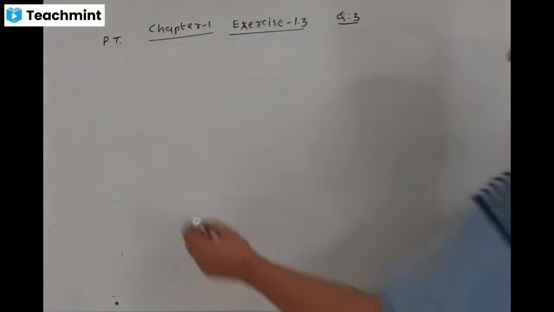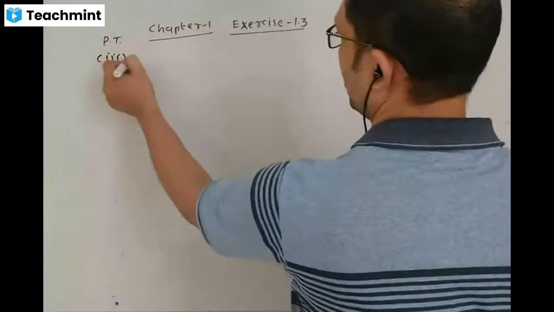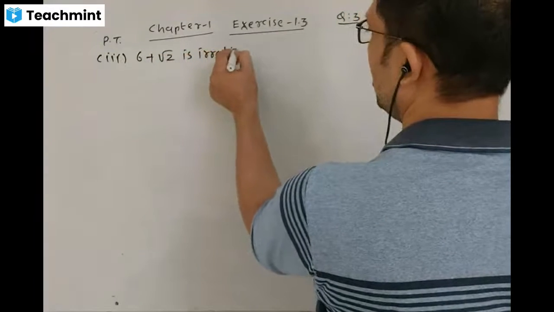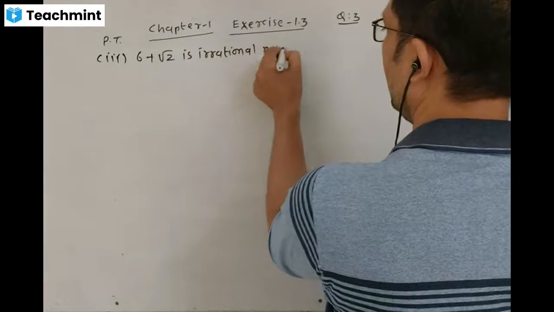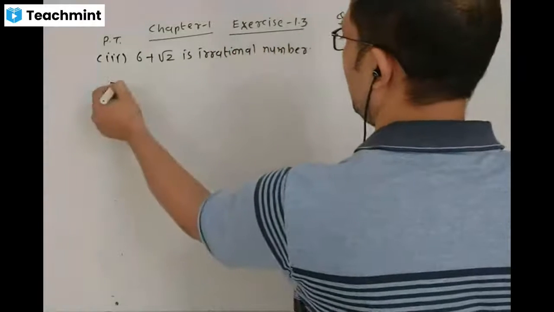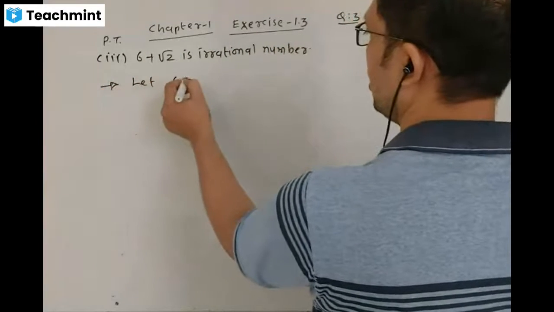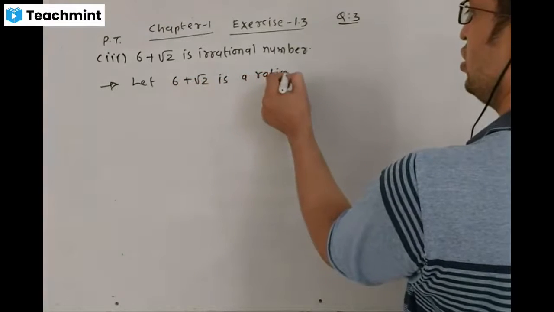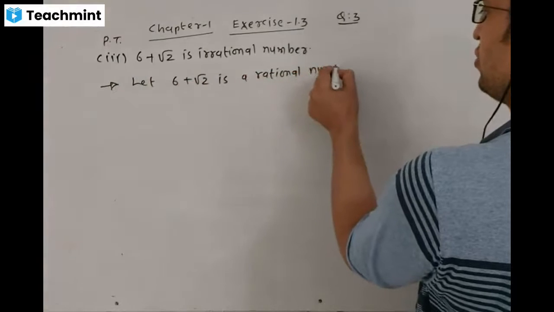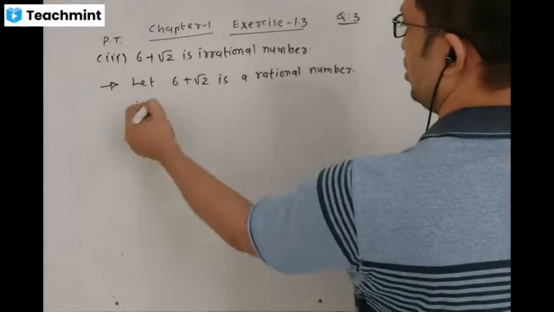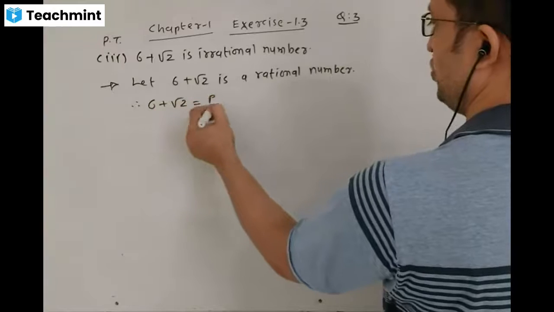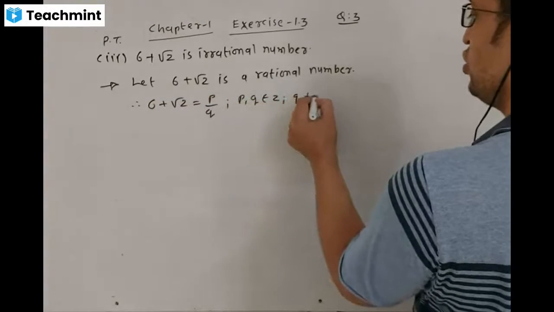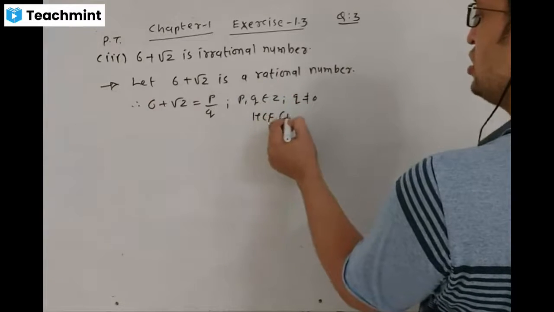Question number 3: 6 plus root 2 is an irrational number. Let me suppose the number is rational. Let 6 plus root 2 be a rational number. Therefore, 6 plus root 2 is equal to P by Q form.